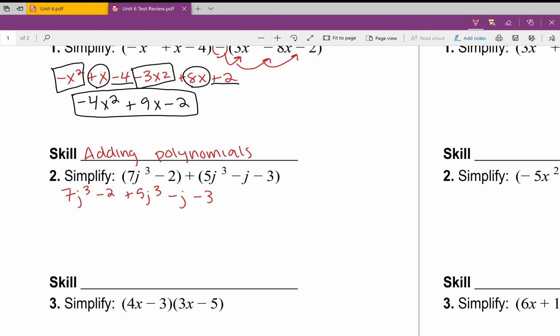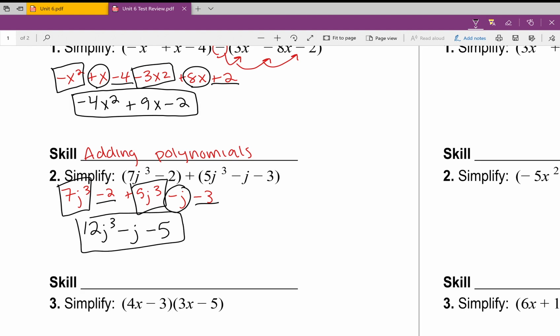So if I'm combining like terms, I have 7j cubed and 5j cubed. 7 plus 5 is 12. 12j cubed. And then I have this negative j all by itself, so I'm just going to bring it down, negative j. And then I have negative 2 plus negative 3, which gives me negative 5. So that's my answer. So remember, we're only combining like terms that have the same exponent. And we're not changing the exponent. We're only changing the coefficients, the number in front.